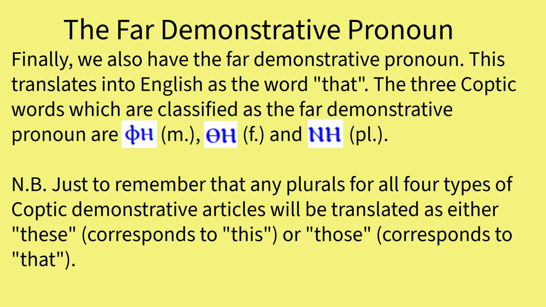Finally, we also have what is called the far demonstrative pronoun in Coptic. This translates into English as the word that. The three Coptic words which are classified as the far demonstrative pronoun are ba, which is masculine and means that, ta, which is feminine and means that, and finally na, which is plural and also, rather than meaning that, of course, because it's plural, it means those.